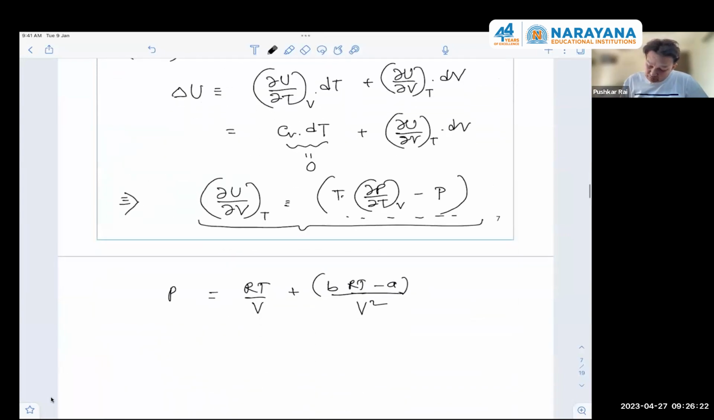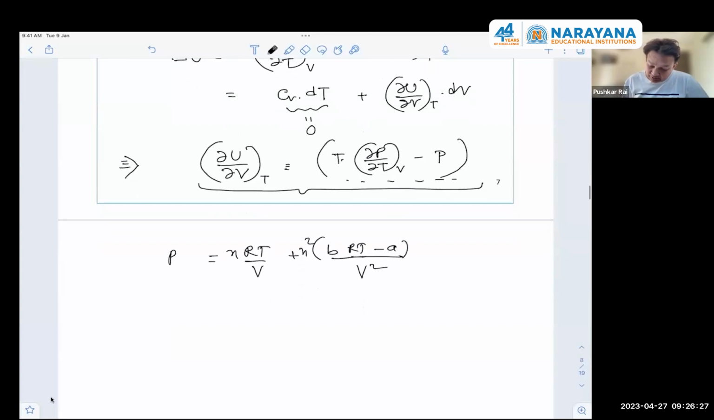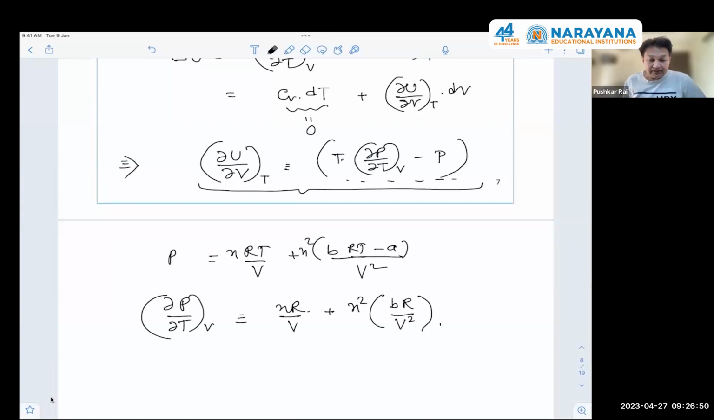Okay, and if you put here N square and you put here N, so all right. So can you find del P by del T at constant V? Of course you can get it very easily. So that is going to be equal to what? nR by V plus n square bR by V square. That is del P by del T.